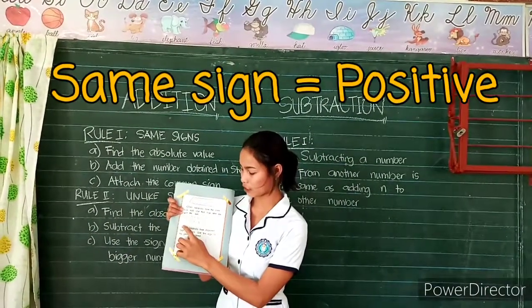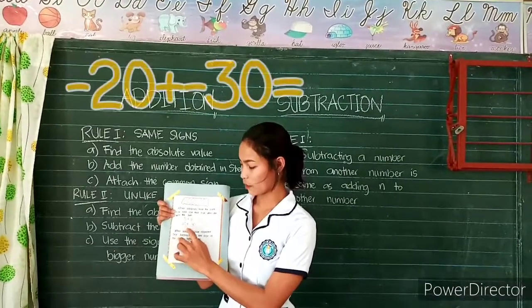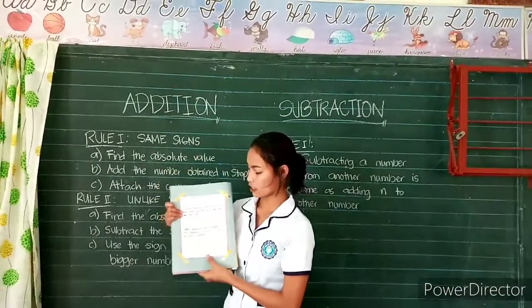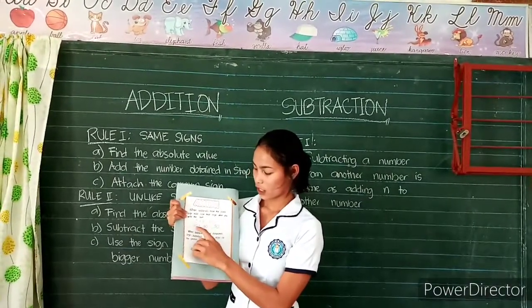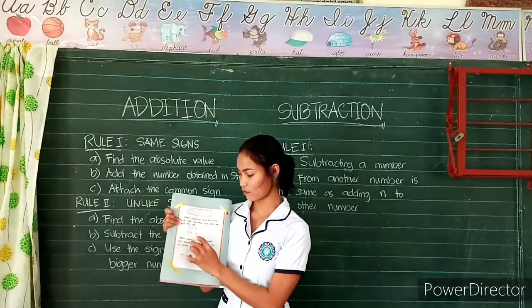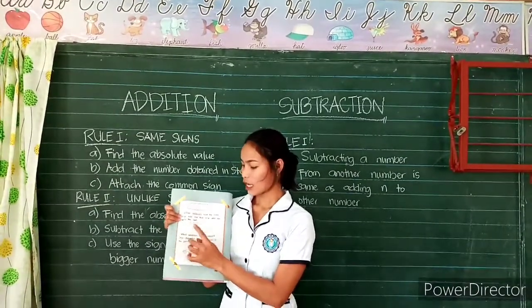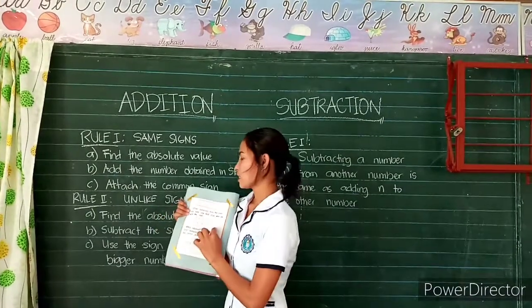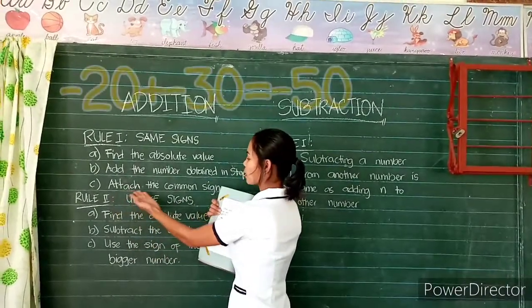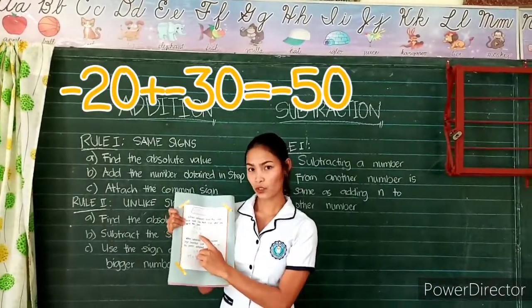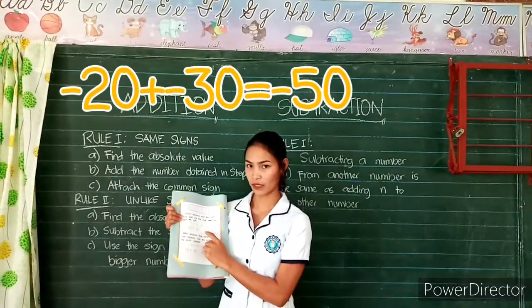So, for the second example, negative 20 plus negative 30. First, you must find the absolute value. The absolute values of negative 20 and negative 30 are positive 20 and positive 30. So, you must add those. 20 plus 30 is equal to 50. But it says in the third rule to attach the common sign. And the common sign here is negative. So that's why the answer is negative 50.